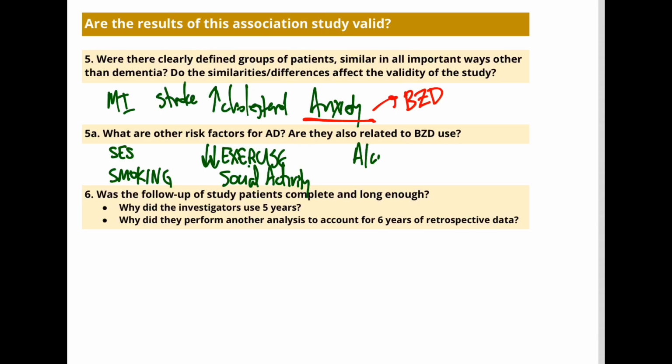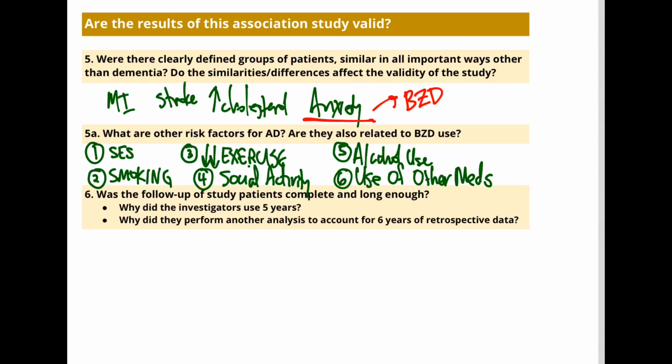Alcohol use is another one. And again, actually, this one, moderate alcohol use may be protective against Alzheimer's disease. And people who drink maybe are more likely to take benzodiazepines. Now, of course, more severe, high levels of alcohol consumption are going to be associated with a cognitive decline, but that's not necessarily Alzheimer's dementia. And then the last one is the use of other medications. And many medications can affect cognition, and it's certainly possible that they would also be using benzodiazepines as well.